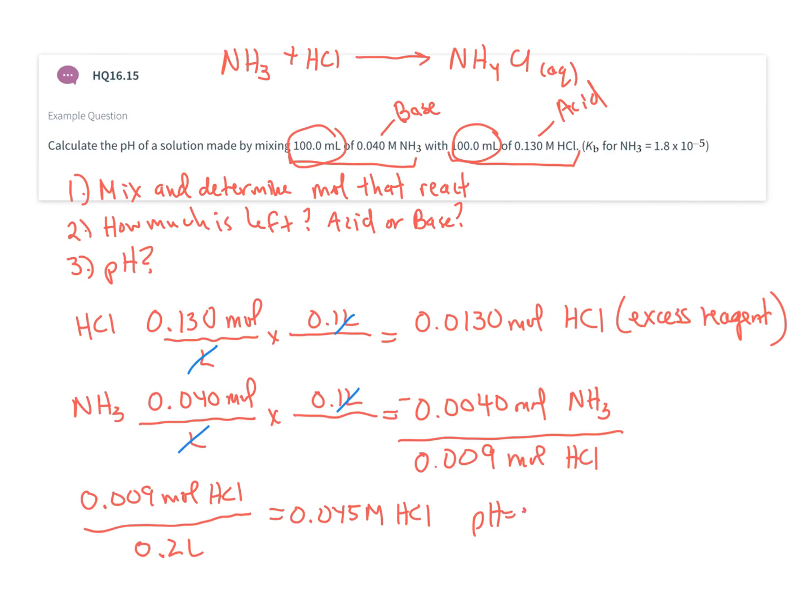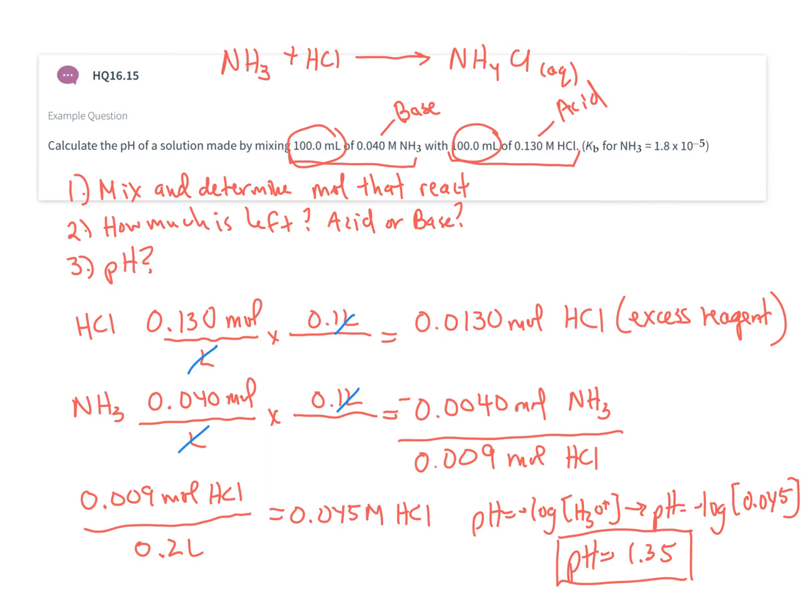pH equals the negative log of my hydronium concentration. So the pH of this solution equals the negative log of 0.045. The pH of this solution after adding the ammonia and the HCl together and taking into account the dilution when I mix those two solutions together comes up to be 1.35.